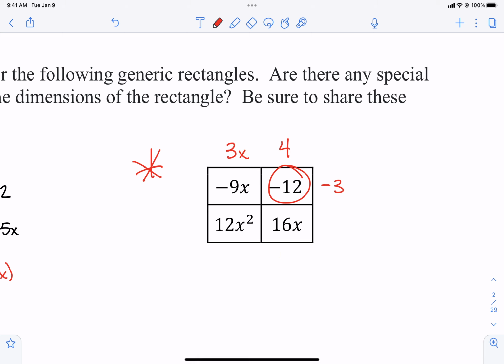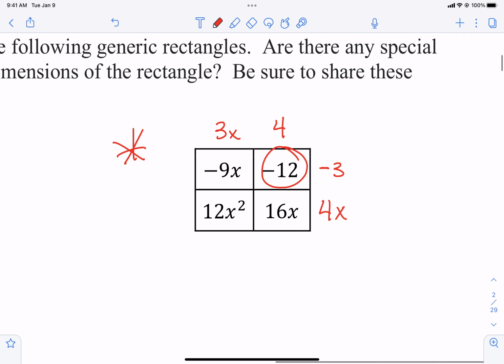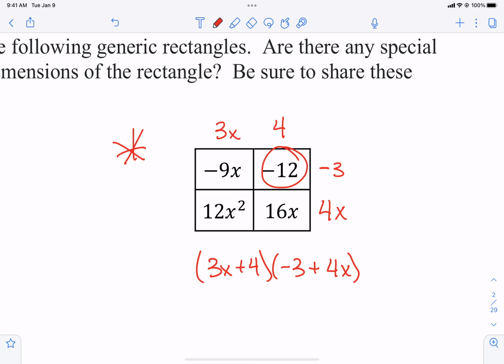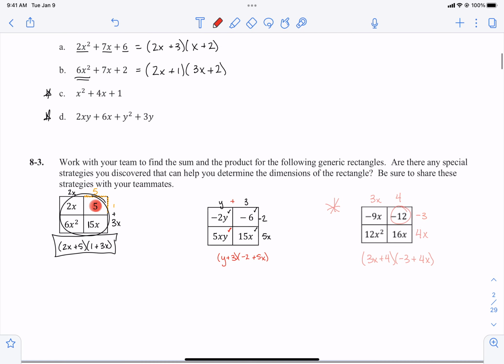Hopefully, you were able to pause the video and attempt this problem on your own. And when you did, I hope that you were able to find that this is 3x plus 4 and negative 3 plus 4x as your factored form.